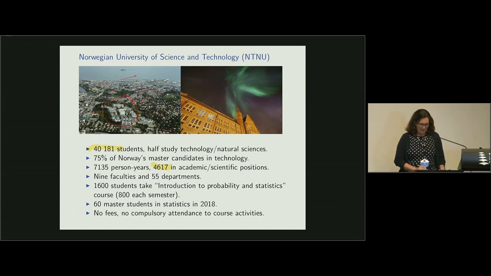And we have a lot of students entering our statistics course. We have an introduction to probability and statistics course that runs with 1,600 students every year, 800 every semester. And from these students, to come into NTNU, you have to have a very high grade average, so a lot of mathematics also. And out of these 1,600 students, we end up with 60 master students in statistics, year 4 and 5.